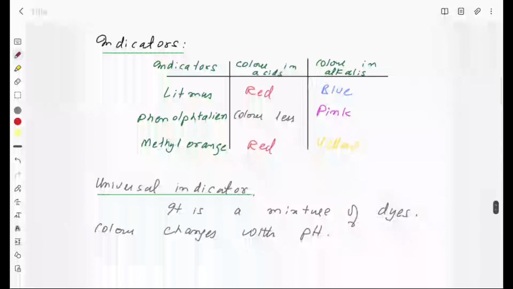Indicators help you to decide whether the solution is acidic or alkaline. The first indicator is litmus. Litmus becomes red in acidic solution and blue in alkaline solution. Phenolphthalein becomes colorless in acidic solution, pink in alkaline solution. Methyl orange becomes red in acidic solution and turns yellow in alkaline solution.